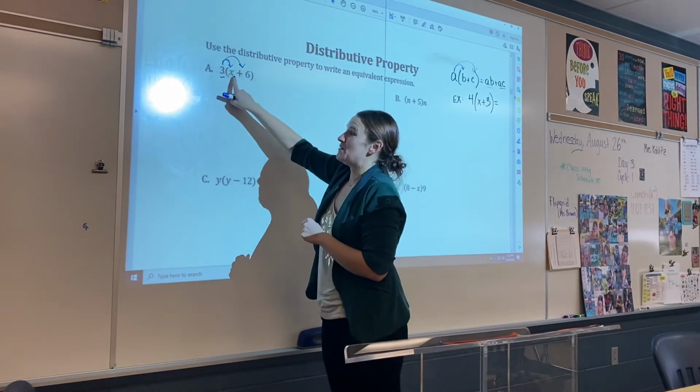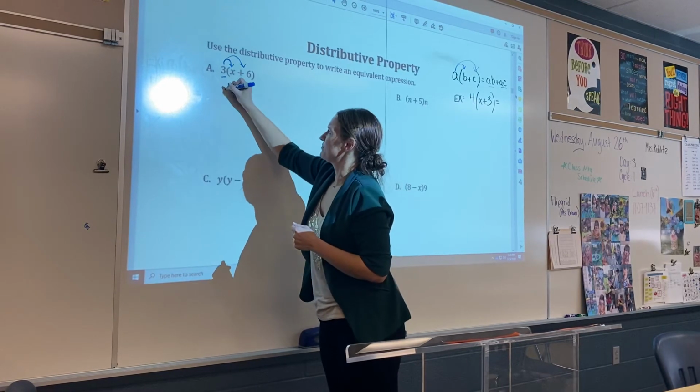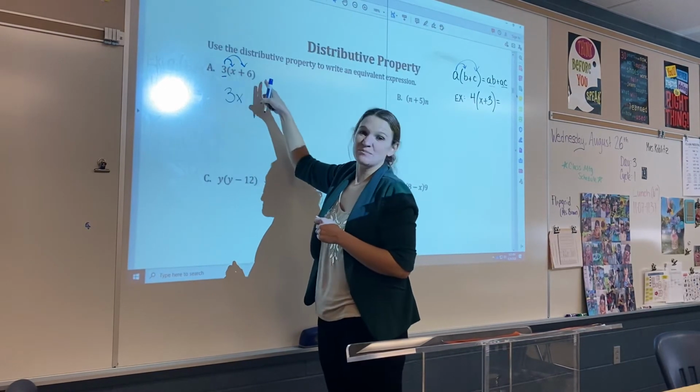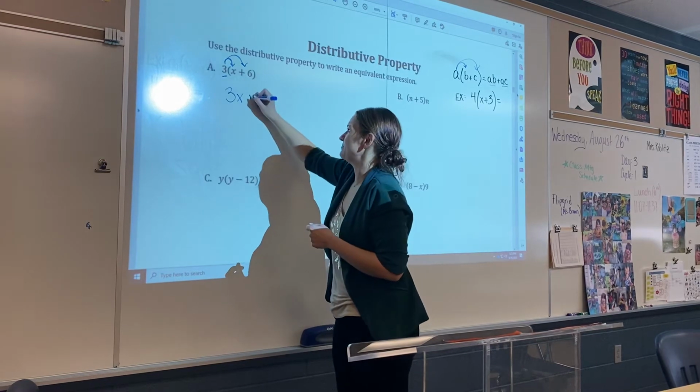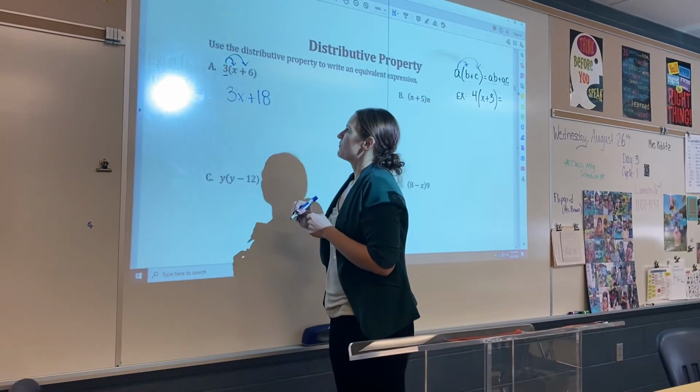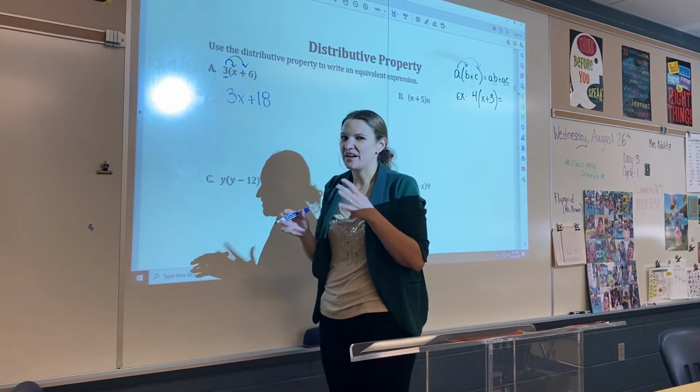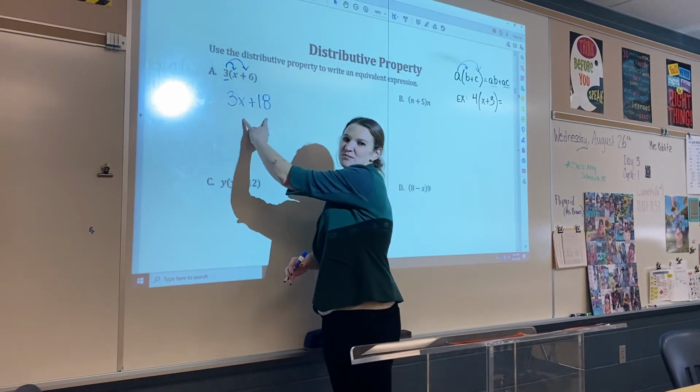So now 3 times X, we know, gives us 3X. 3 times 6 gives us a positive 18. I always want to double check and make sure I can't combine any like terms. These are not like terms, so I'm good to go.